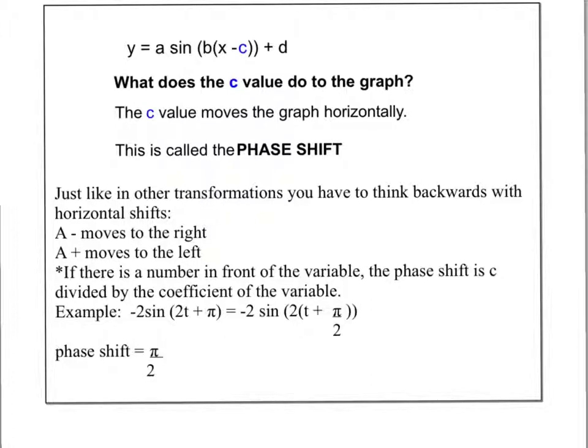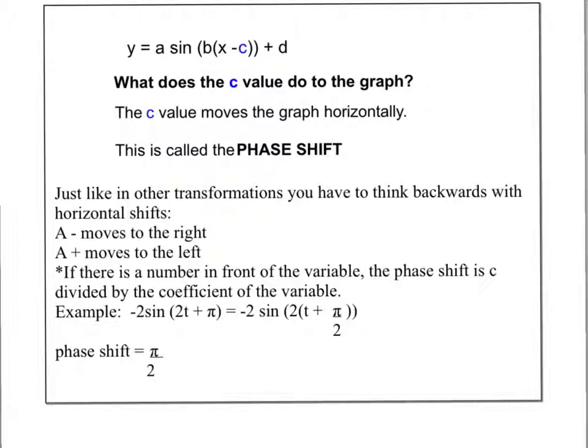The c value in our transformation is inside the parenthesis. It's right after the x. If you remember, that's the value that tells you if you go right or left. If it's negative, you move right. If it's positive, you move left.